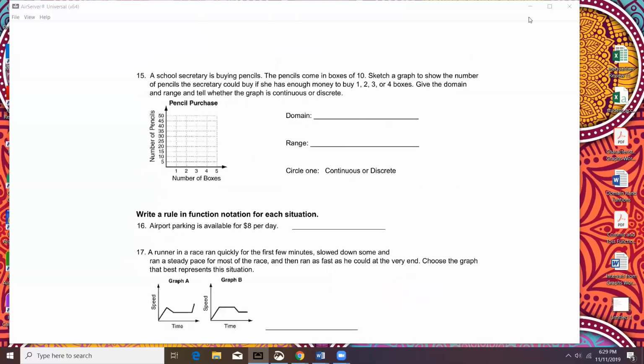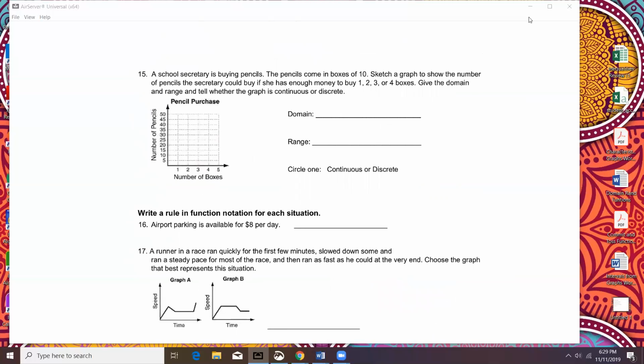A school secretary is buying pencils. They come in packs of 10. Show if she had enough money to buy 1, 2, 3, or 4 boxes. One box is 10 pencils because they come in boxes of 10, 2 boxes is 20 pencils, 3 boxes is 30, 4 boxes is 40. That's all I'm going to graph because that's all that was listed in the domain. Because it is a limited domain, this is discrete. I'm not connecting the dots.